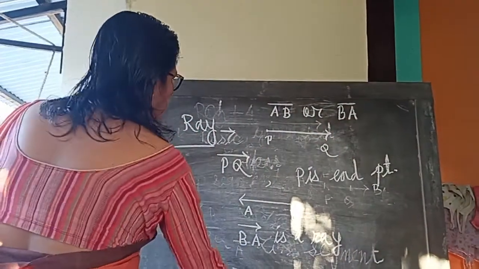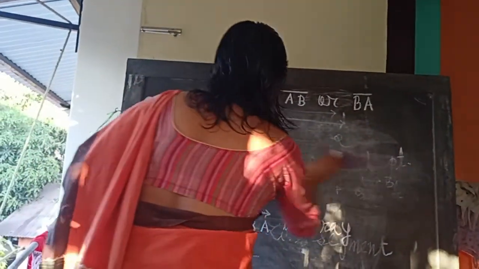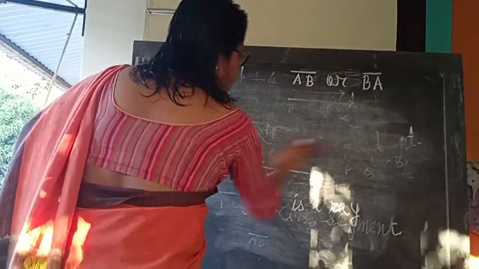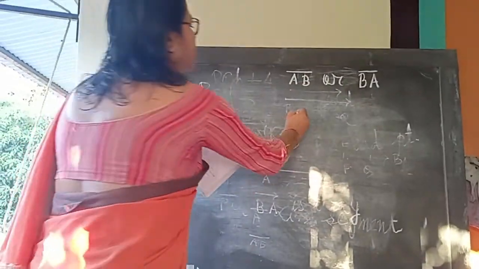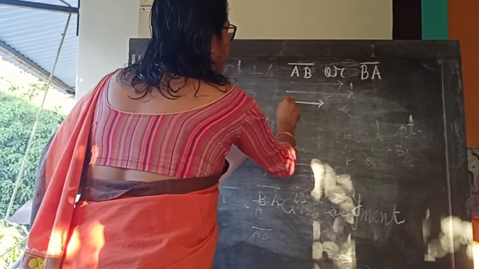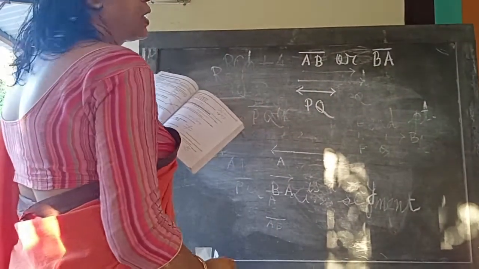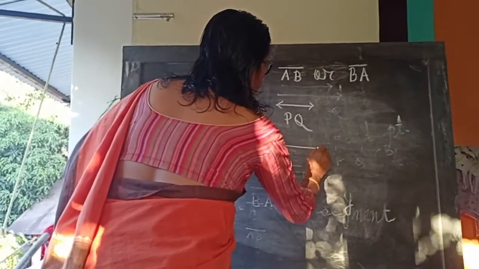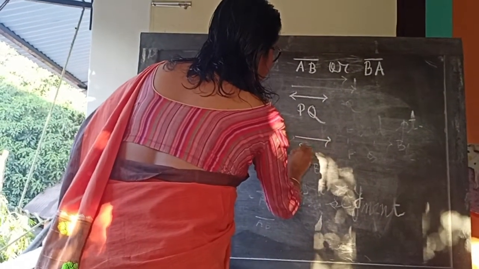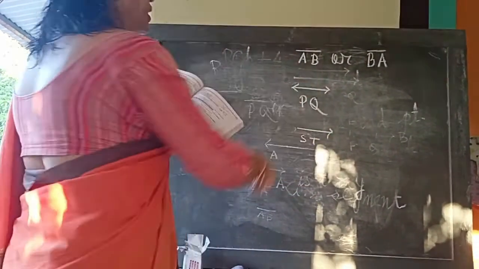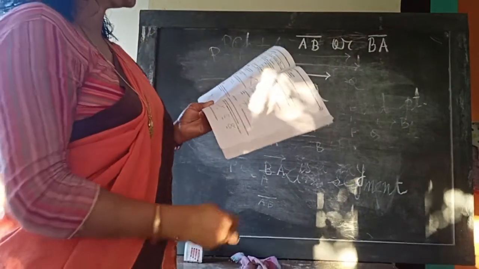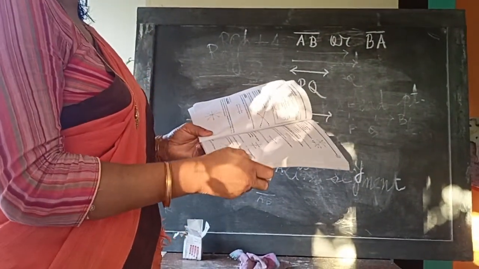Okay. To represent a line, we write like this. Suppose PQ, it is a line. And to represent a ray, we write like this: ST. These are the differences between their notations.